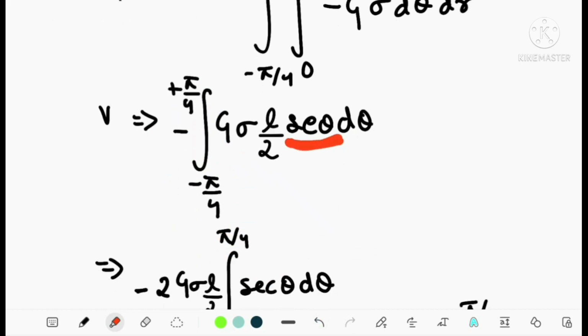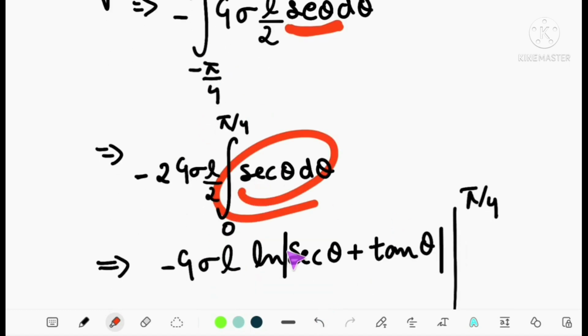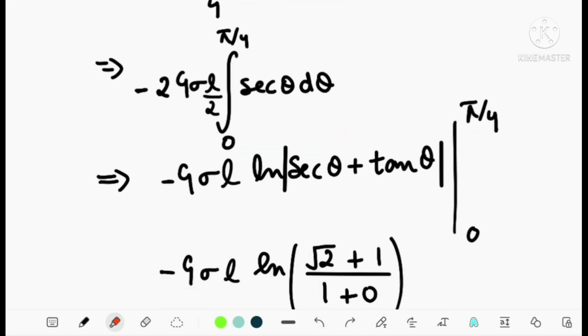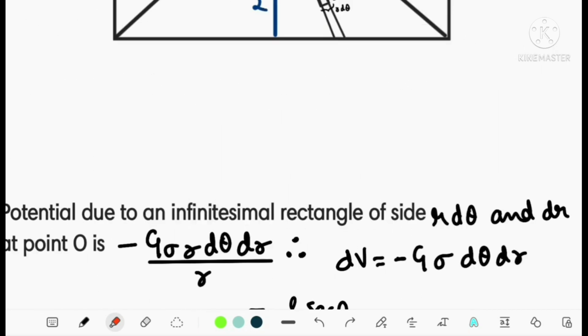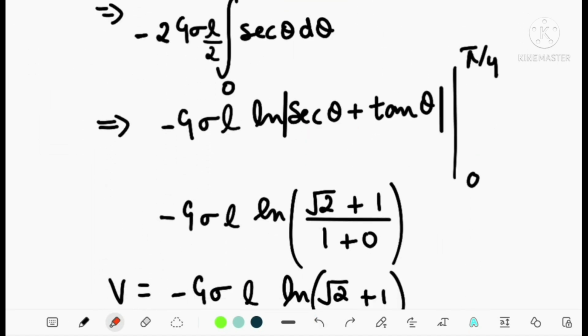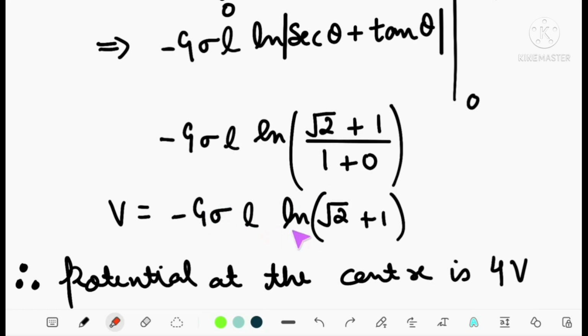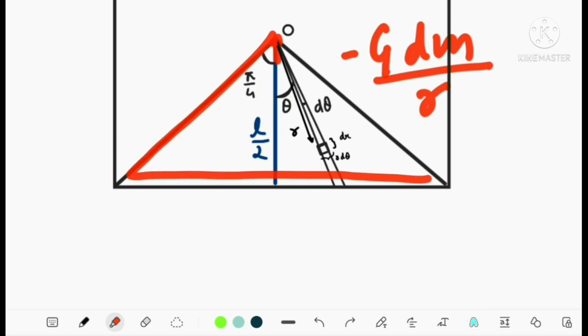Now since secant theta is an even function, we can write it as 2 times secant theta only, and the limits will change to 0 to pi by 4. The integration of secant theta is ln of secant theta plus tan theta, and then on substituting the limits we'll get the value of this V, or potential of this triangle, equal to minus G sigma L ln of root 2 plus 1. Okay, this is the gravitational potential of this triangle at point O.